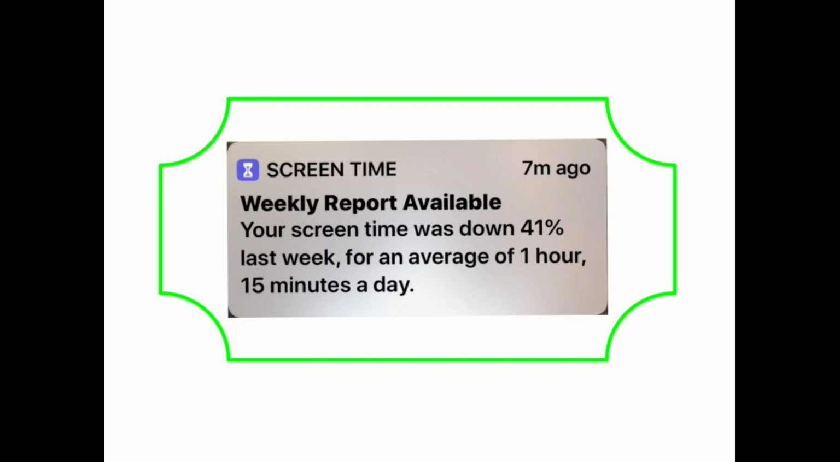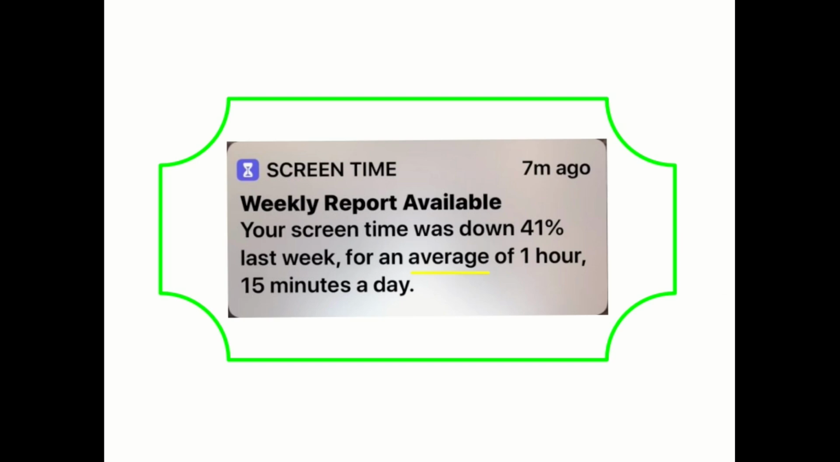Have you ever seen this pop up on one of your devices at home? It says, screen time, weekly report available. Your screen time was down 41% last week for an average of 1 hour 15 minutes a day. Have you ever stopped to think about what that word average means?